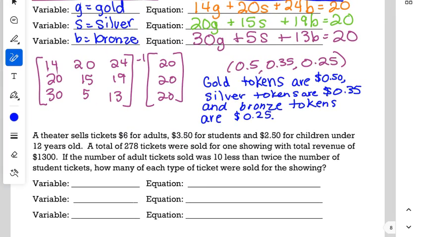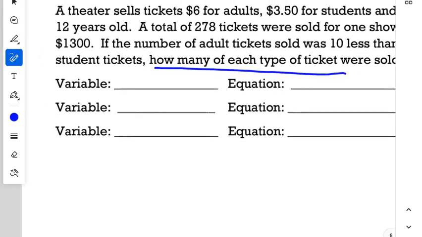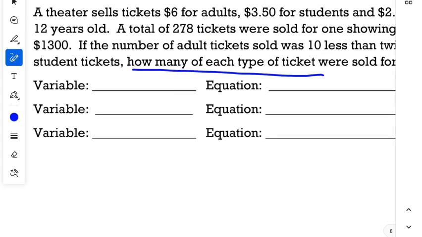Okay, let's go to the next one. A theater sells tickets, $6 for adults, $3.50 for students, and $2.50 for children under 12 years old. A total of 278 tickets were sold for one showing, with total revenue of $1,300. If the number of adult tickets sold was 10 less than twice the number of student tickets, how many of each type of ticket were sold for the showing? Okay, so how many of each type? So that is our question.